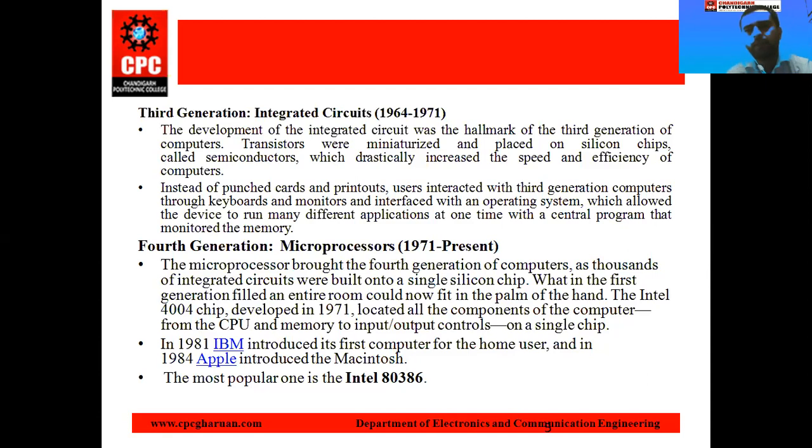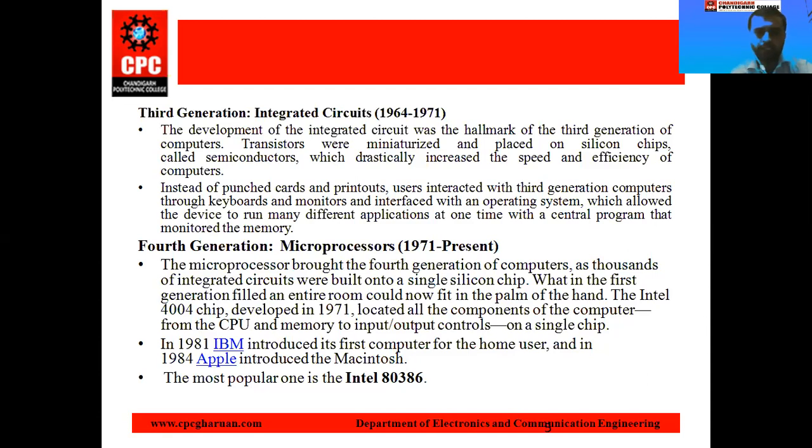There are separate integrated circuits, like keyboard control devices, RAM or DMA controller, and input output device control ICs. They are separate ICs for their separate operations. This is the function of the third generation. After that there is the fourth generation.